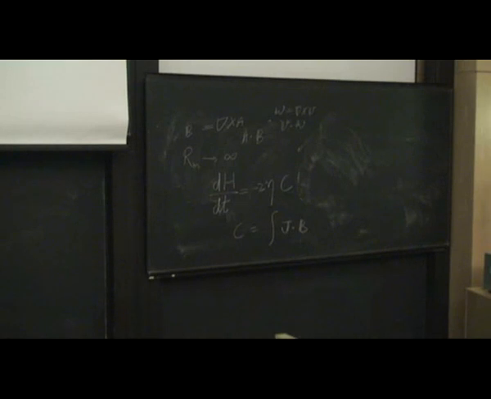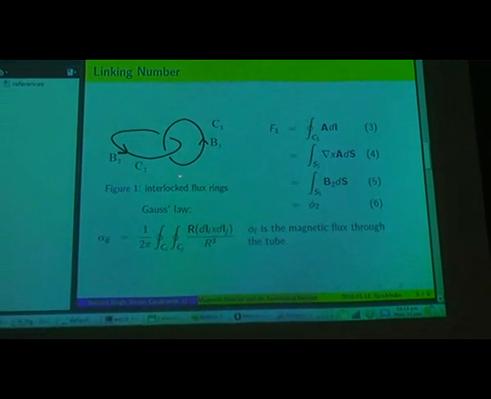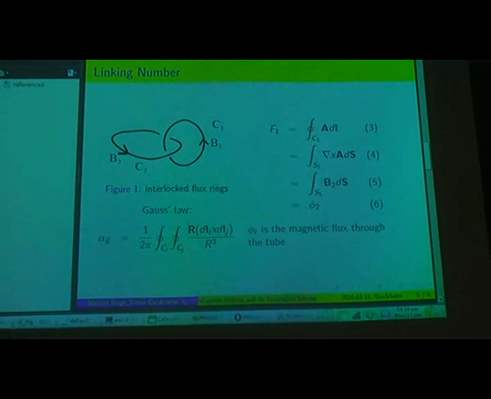Okay, now since we want to make the link to the linking number, I will show you how the helicity is connected to it. As a very simple example, take two flux tubes like this, C1 and C2. Each of them has a magnetic field in it.